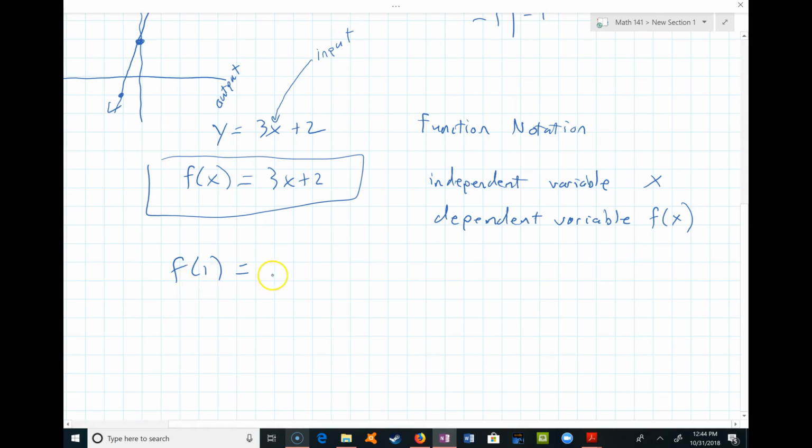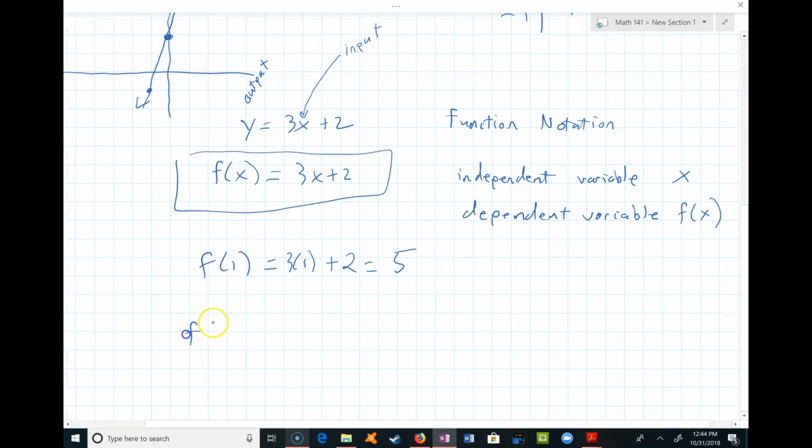So this is really asking a question. It's asking, what is the output? Well, when I plug in 1 for x, I get 3 times 1 plus 2. So the output would be 5. Okay, so this is not only a notation that reminds me that this is a function and that the y depends on the x, but it also makes it easy to do some shorthand questions.